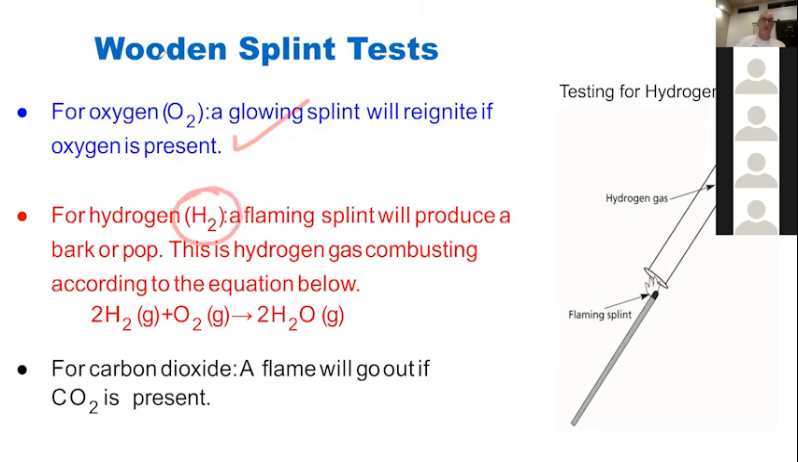For hydrogen, you want a flaming splint or a match. You're basically just combusting the hydrogen, and it gives a really cool sound. It makes a bark or pop or squeak noise. It's pretty loud, so be ready for it. That's just hydrogen burning with oxygen and making water. And then for CO2, we also want the flames. If there's CO2 present and you put the flaming splint in there, it should go out. So that's a test for carbon dioxide gas. So 3 different gases we're looking for. Now, 2 of them we want it to be burning, and 1 of them we want it to be glowing.